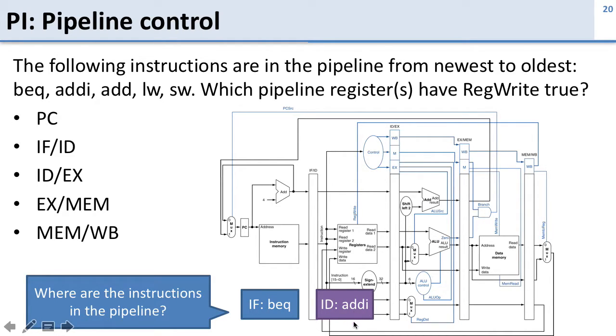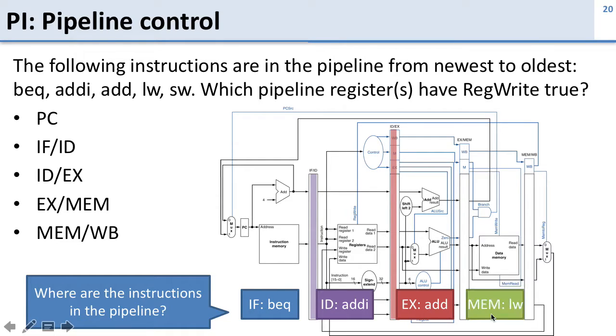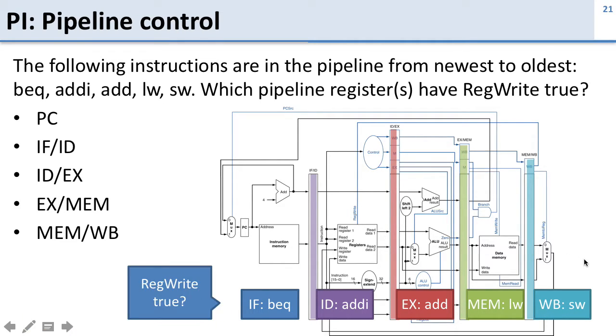Now what does it mean for this instruction to be in this pipeline stage? Well, it means the instruction's been stored in this pipeline register. And you can see this here. The instruction that we loaded from the memory before is now stored into this pipeline register. The next instruction is going to be in the execute stage, that's add. It's going to be in this pipeline register. Then we're going to have the load word. It's going to be in this pipeline register. And then finally in write back, we're going to have store word, which is going to be in this pipeline register. Okay, let's go see if reg write is going to be true for these.